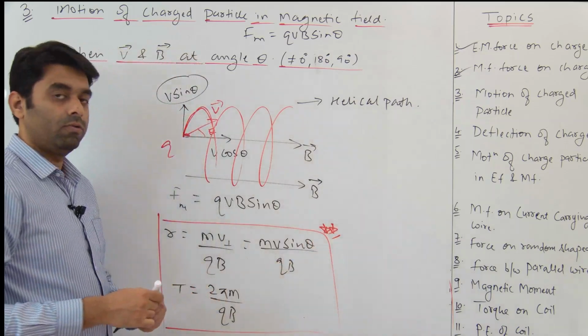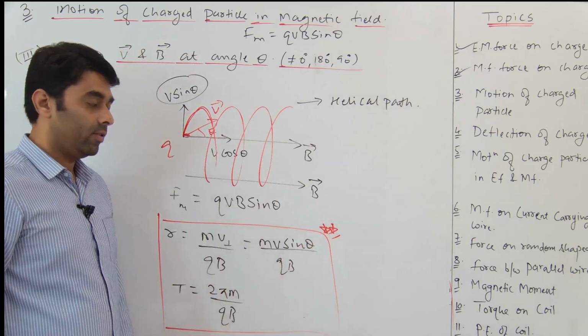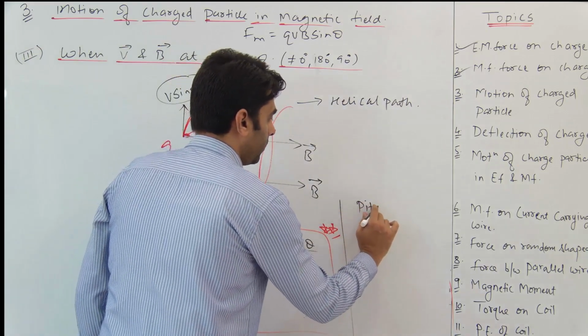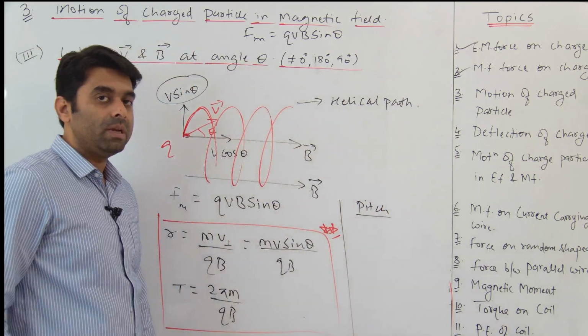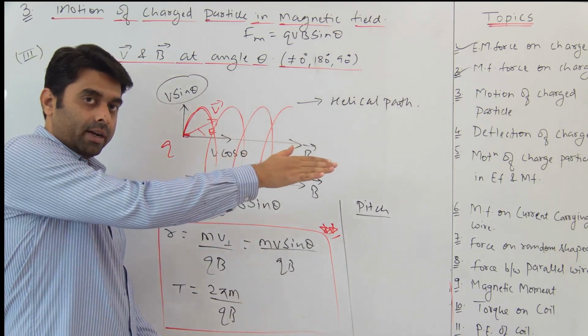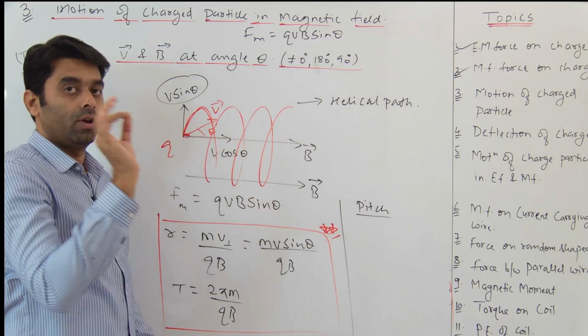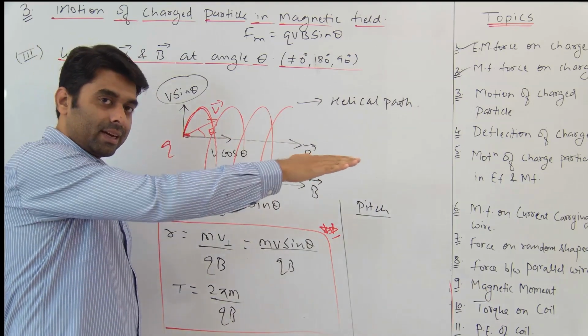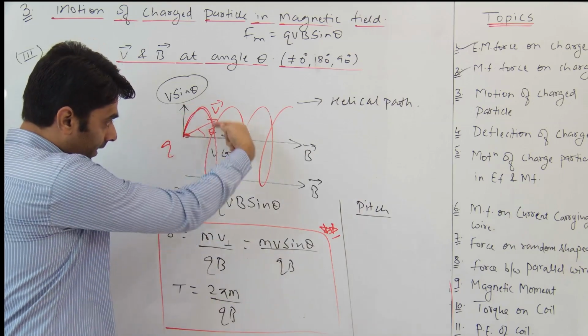Apart from this, one more point that we should remember is that there is something known as the pitch of the helical path. What do we mean by pitch? Pitch is basically the horizontal distance traveled by the particle by the time it completes one revolution.